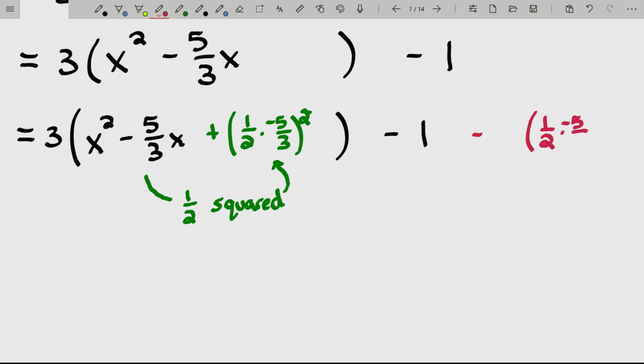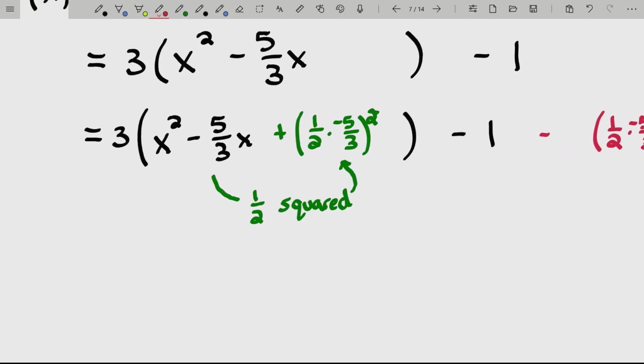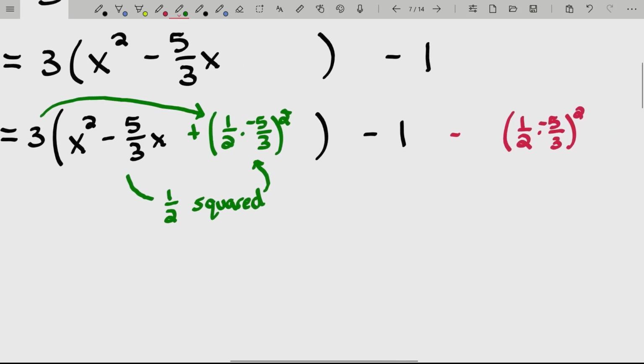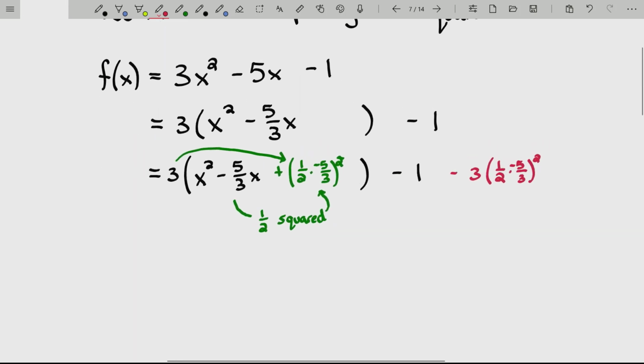You are sort of correct if you think that's true. But it turns out that you're not just adding that green ink, you're adding 3 times that green ink. So you have to be aware of that coefficient that's hanging out front. And because of that, you need to subtract 3 times that green ink. And there you go. That's how you complete that square.